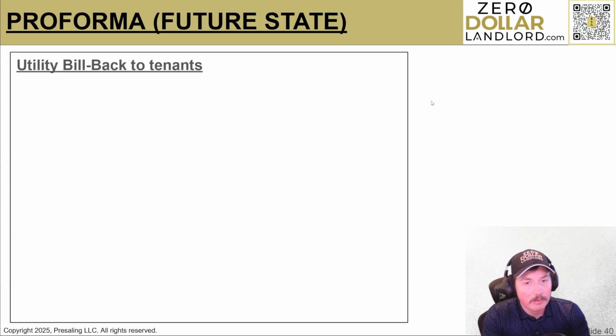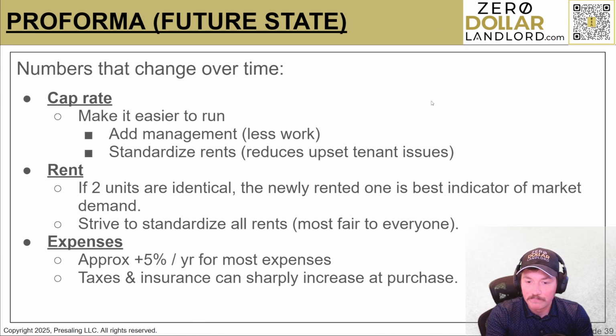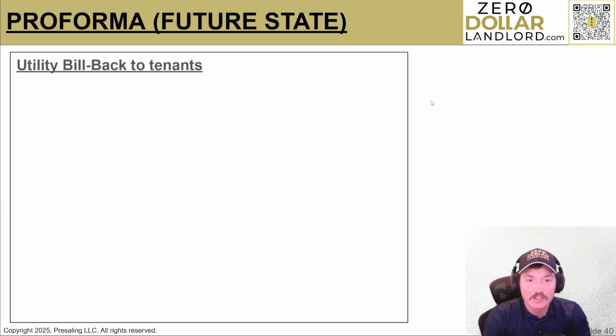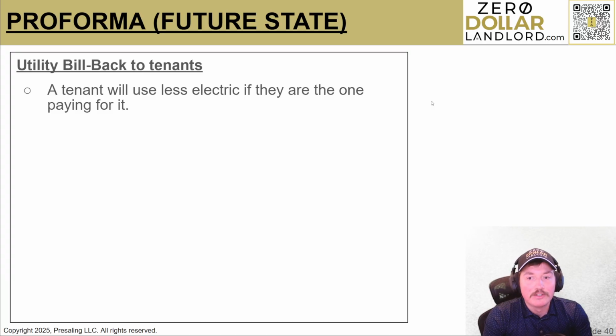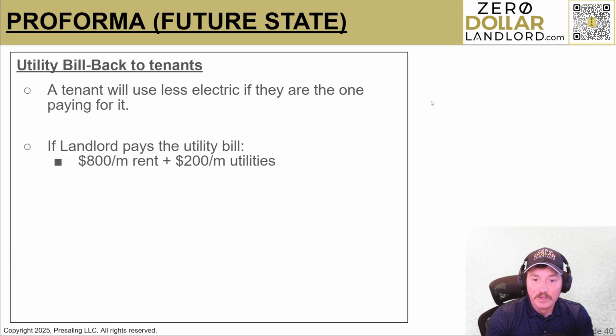All right, so utility bill back for tenant is another one that can change, right? I was talking about expenses, and a key one that a lot of people miss is doing utility bill back. A tenant uses less electric if they're the one paying for it, right? They are not going to be as wasteful. So the total net amount of cost is going to be less. Here's a good example. If the landlord pays for the utility bill, let's call it $800 a month rent, $200 of utilities.